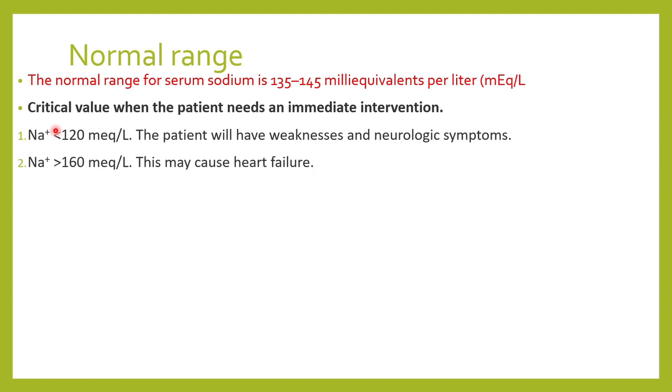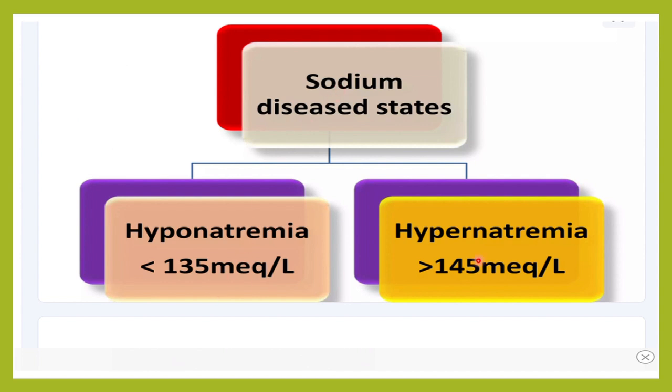Suppose if the value of sodium goes more than 160, 170 milliequivalent per liter, that is hypernatremia, that is a critical value. This value needs to be informed to the clinician. So the normal range is between 135 to 145 milliequivalents per liter. Anything less than 135 milliequivalents per liter is called hyponatremia. Hypernatremia is more sodium, more than 145 milliequivalents per liter. So that is all about the sodium electrolyte in our body.